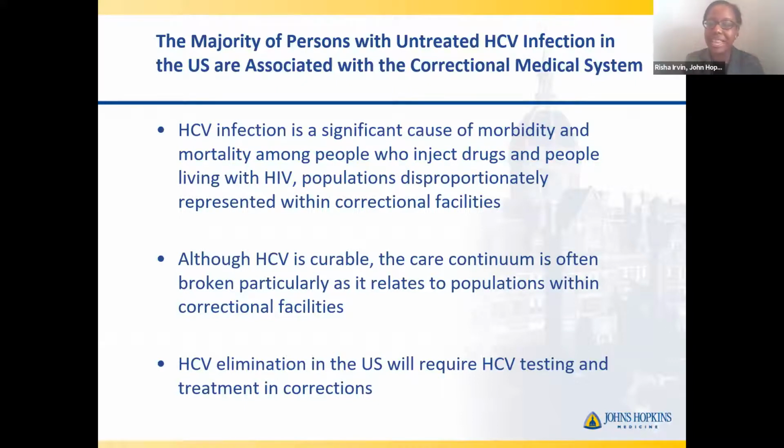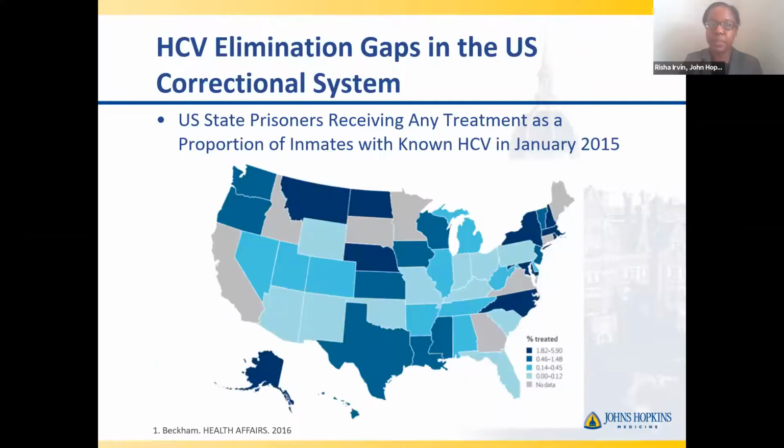Currently, incarcerated HCV infected persons comprise about half of all untreated persons. So we have a setting in which we know people have the hepatitis C virus. They have not been treated, yet there hasn't been large-scale scale-up of HCV testing and treatment in the correctional system. To achieve elimination goals, we will have to broadly spread HCV testing and treatment within corrections.